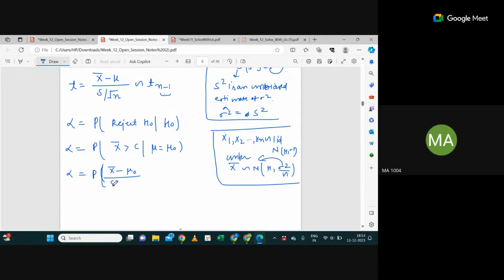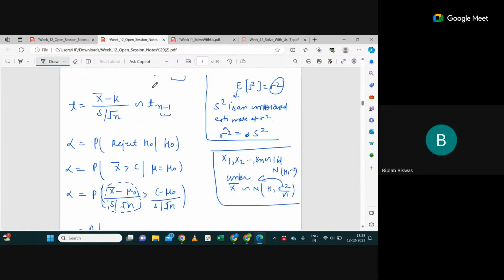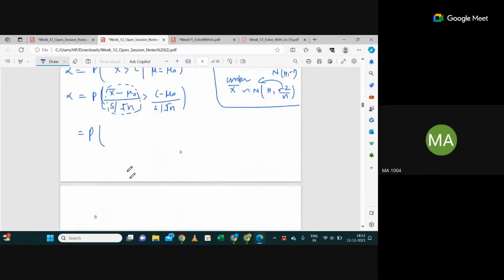So it will be S by root 10 greater than C minus mu naught divided by S by root 10. Okay. Now what should I write for this quantity? Initially, we were writing this as a Z, right? Now, this is not a Z. If you see, this is T n minus 1, right? So basically, this will follow T n minus 1 greater than C minus mu naught divided by S by root 10.